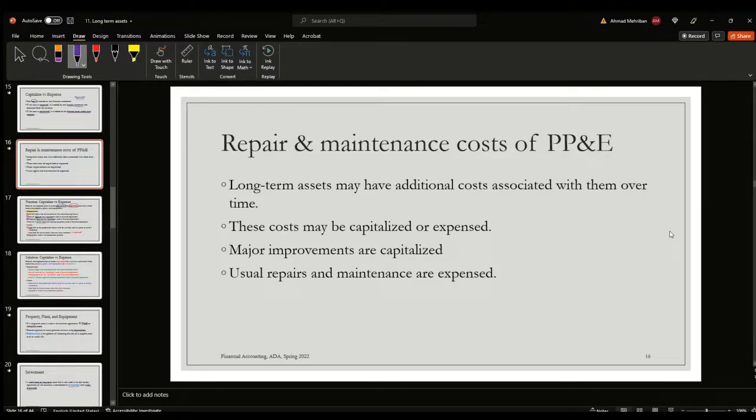Here's something to note about repairs and maintenance costs of the property, plant, and equipment. Long-term assets can have some kind of additional costs associated with them over time, and these costs are either capitalized or expensed. Major improvements are capitalized. So again, the key words are major improvements. Usual repairs, on the other hand, are expensed. This is a very simple thing to know, but it will be very helpful for the next practice exercise that we have.